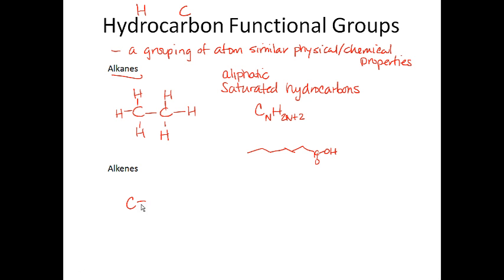Alkenes have a carbon-carbon double bond in them. For alkenes, the two carbons have four things attached to them. These are also the ones called unsaturated, because if you look at an unsaturated hydrocarbon, you have a formula of CnH2n. So I've lost two hydrogens off that maximum because I formed the double bond.